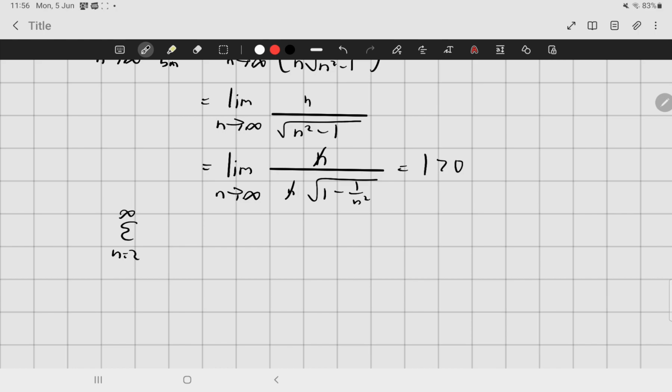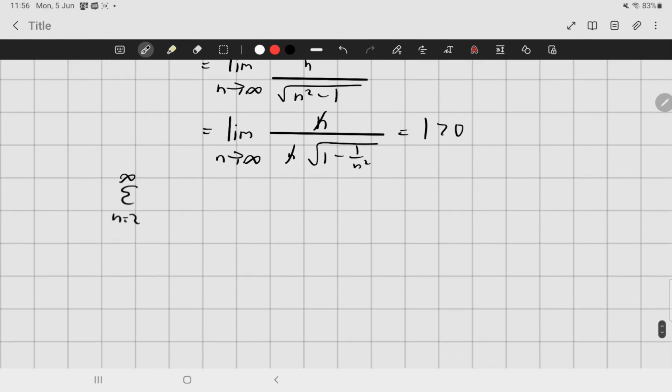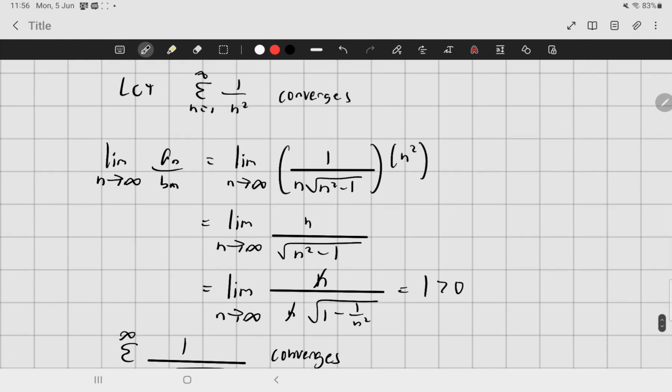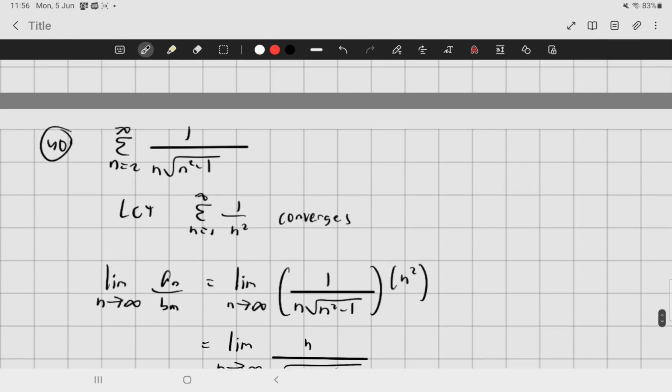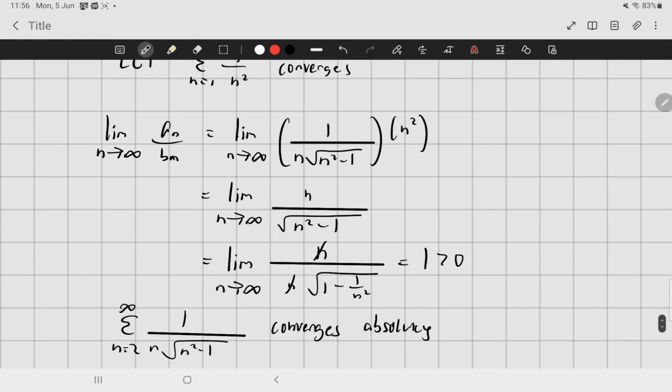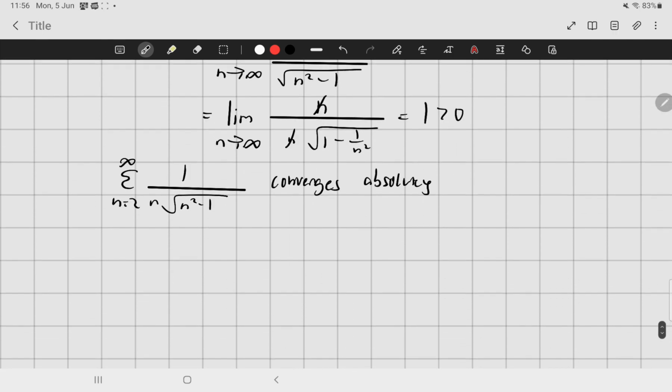So, 1 over n square root of n squared minus 1 converges. We are currently 1 hour in. So far we did a lot of questions, 15. Oh yeah, it converges absolutely. Even with the absolute sign, it still converges, so it implies it converges absolutely.